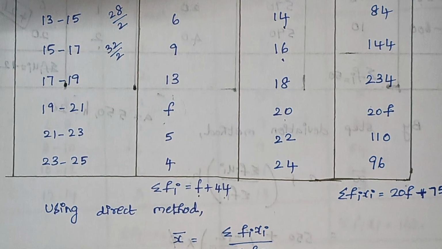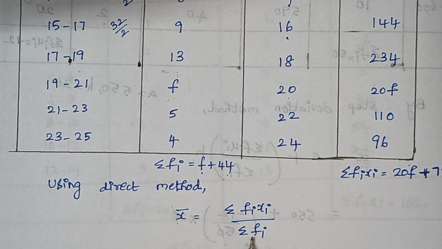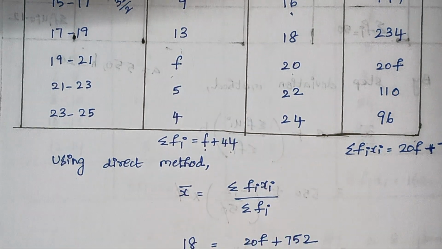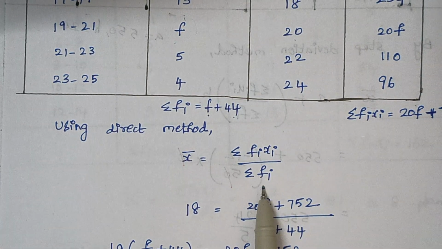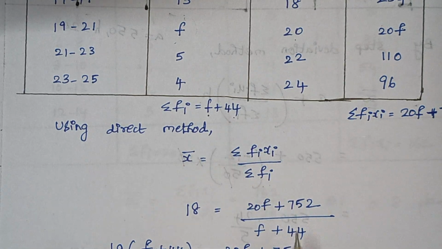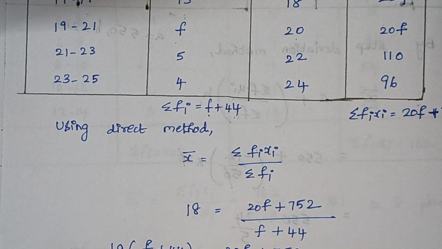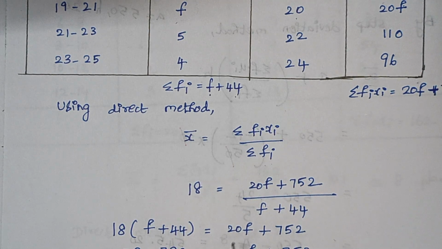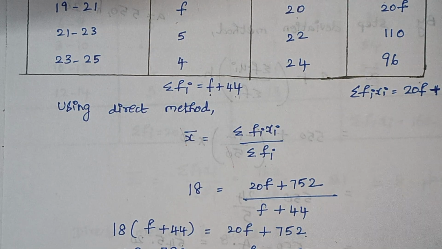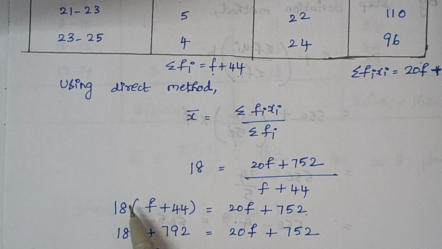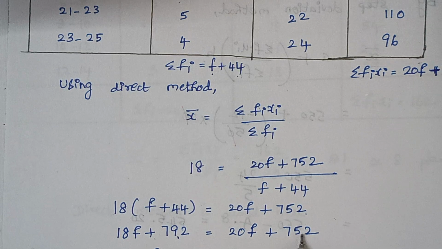By the direct method, what is the formula of mean? It is given by summation of fi xi divided by summation of fi. Here the value of mean is 18. So 18 is given by 20f plus 752 divided by f plus 44. Just do a cross multiplication: 18 into f plus 44 is equal to 20f plus 752. Multiply 18 with the elements here: 18 into f gives you 18f and 18 into 44 gives you 792, which is equal to 20f plus 752.